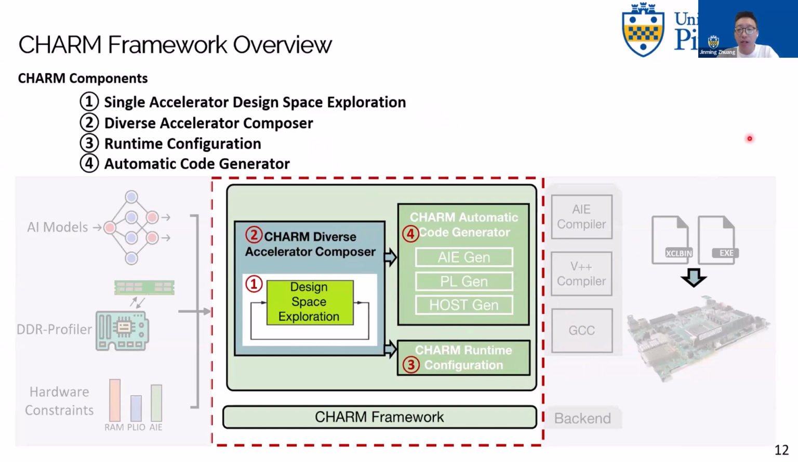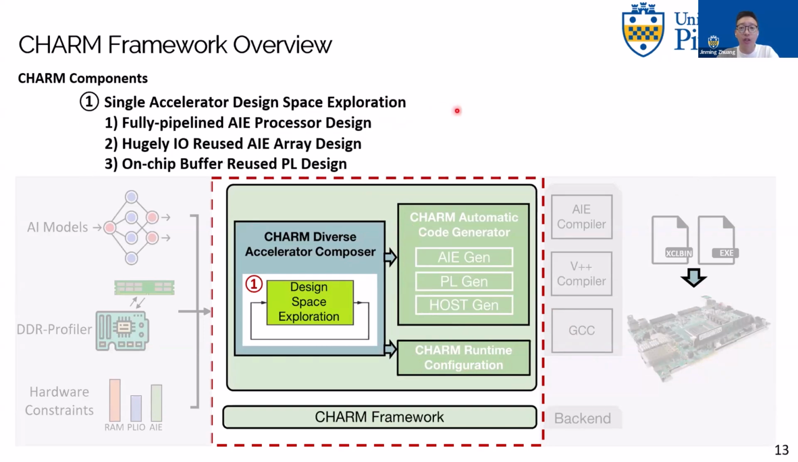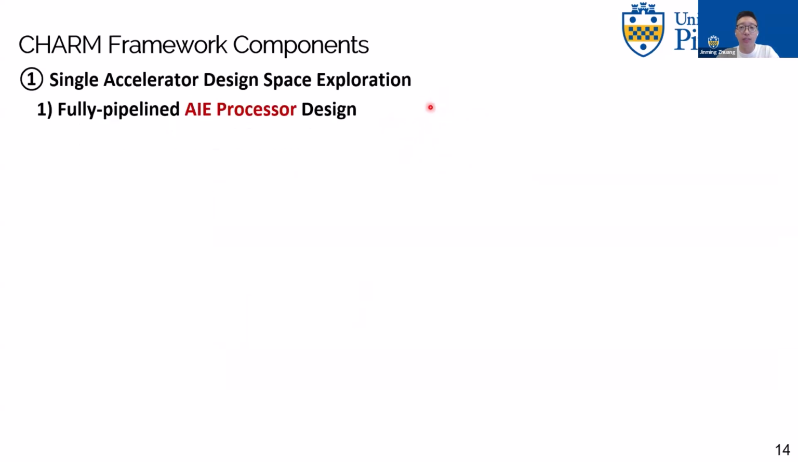Then in the following part, we will highlight the CHARM single accelerator design space exploration and the diverse accelerator composer. When doing a single accelerator design, we follow a bottom-up strategy from the single AIE to the AIE array, the PL, and to the whole system. So for the single AIE design, by digging into the hardware architecture, we make full use of the very long instruction word capability.